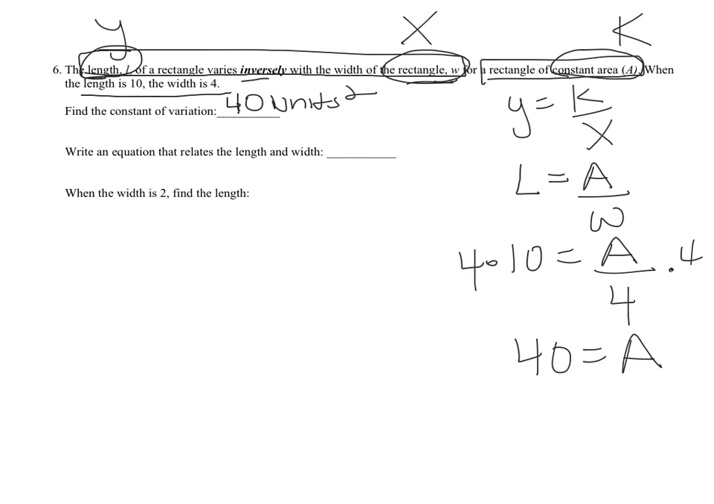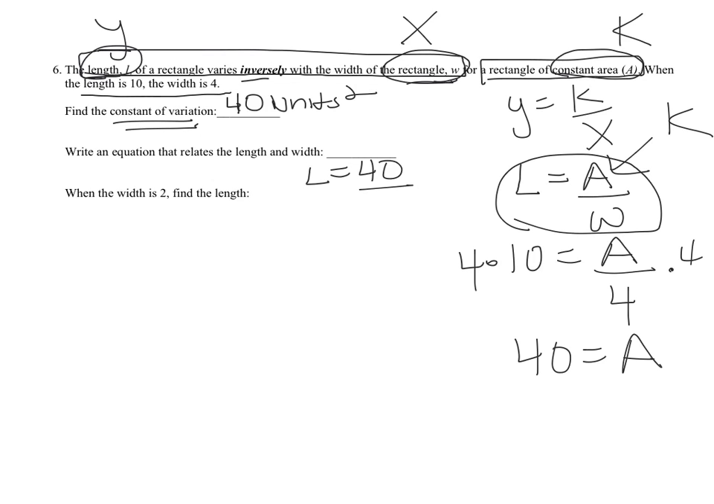All right, so now write an equation that relates the length and the width. Now that you know the constant of variation, well, we know this right here is the equation, and we know the A, our constant, is 40. So the equation is going to be L equals 40 over W. That's the equation for this particular problem. Once you have the constant, you fill it in. The length and the width are the things that change, because there are lots of lengths and widths that you could make equal to 40, right?